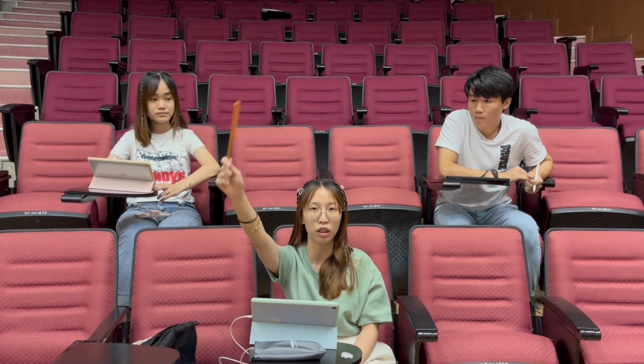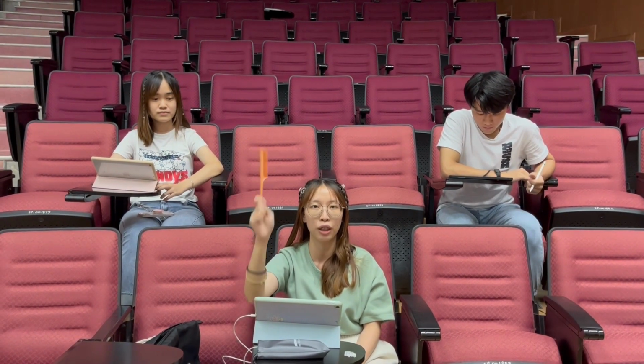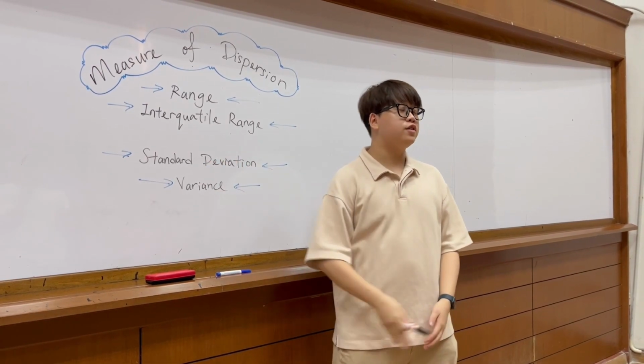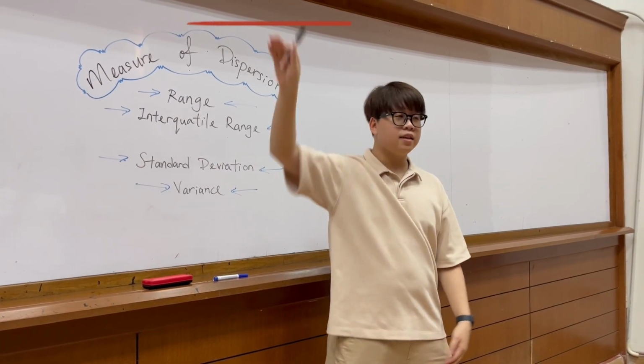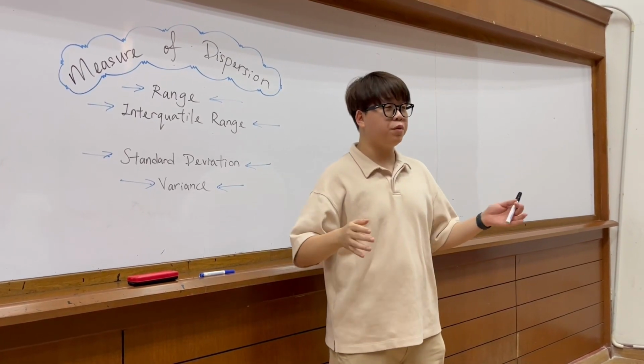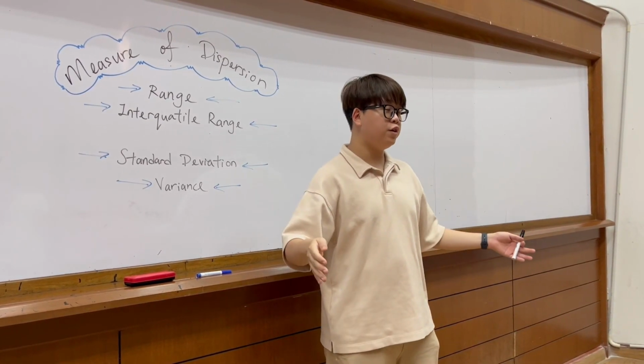Teacher, is it true that the range is the best measure of dispersion? No. A range only considers the difference between the highest and the lowest value in a data set. It does not provide information about the spread of the values in between.